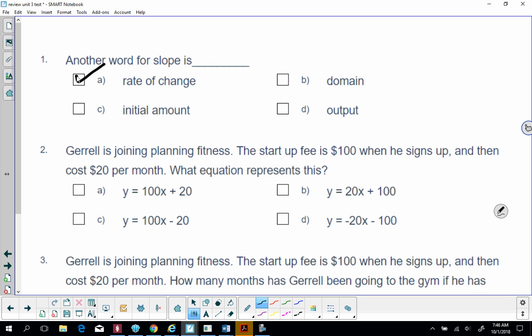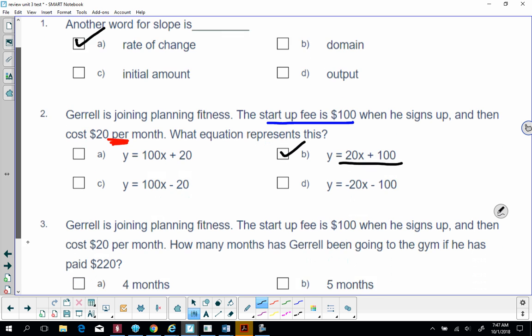Jarrell is joining Planet, it's supposed to say Planet Fitness. The startup fee is $100 when he signs up and then costs $20 per month. So which one would be my slope? 20, because that word per means it's going to be my slope. So I know 20 should be next to x. And the startup fee is $100, so that would be my y-intercept. And so the equation that's written like that is this one right here, 20x plus 100.